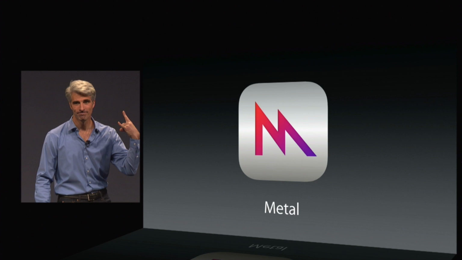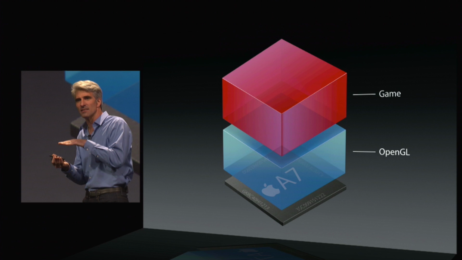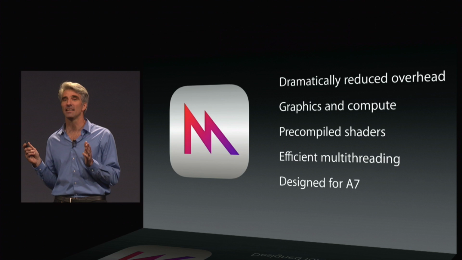Now here's a big one I wanted to talk about, Metal. This is a very big deal because it removes the need for OpenGL ES processing, which basically creates a thinner layer between the processing power of the A7 chip and your game. So that improves performance for any high-intensity application, and Apple is very excited about what that may bring.